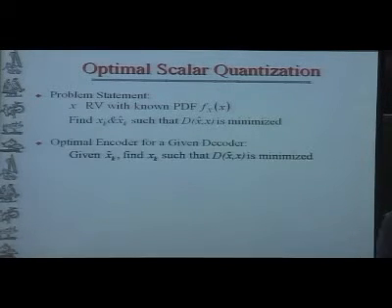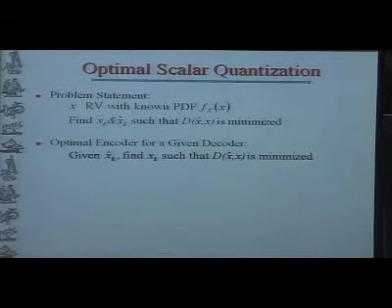Now I'm going to break this problem into two parts. The first part is this: optimal encoder for a given decoder. Optimal encoder for a given decoder. Given decoder means what?